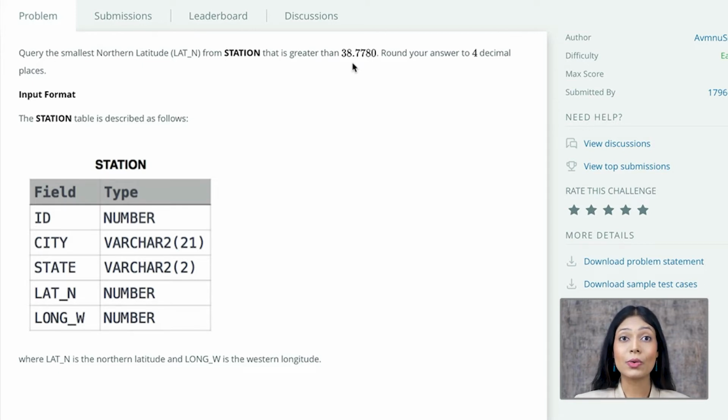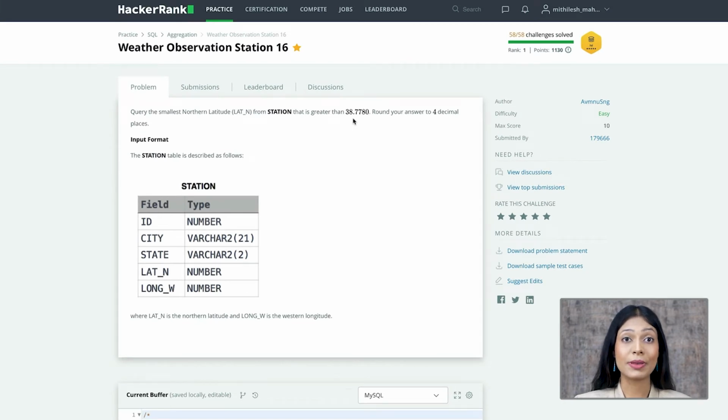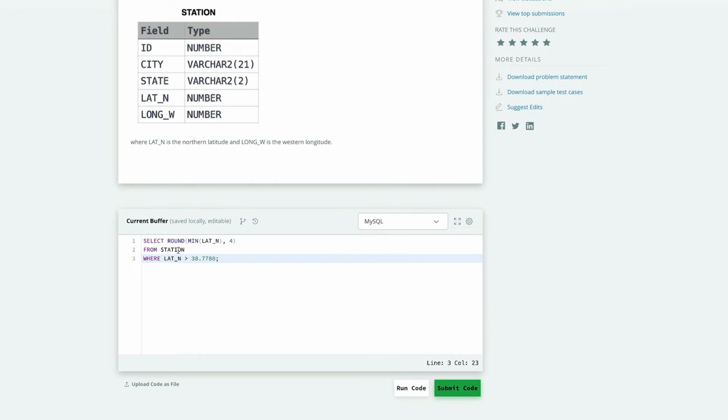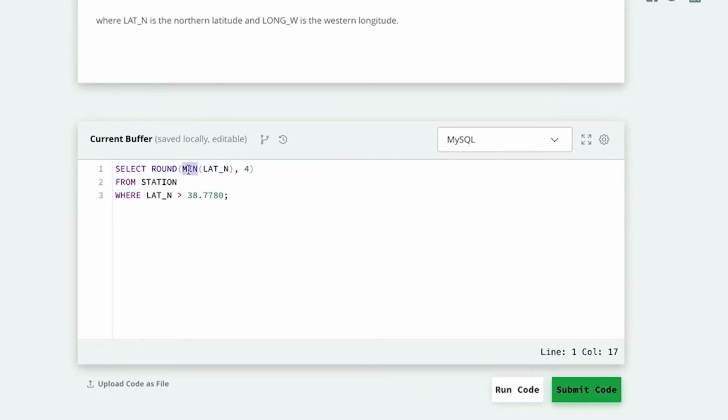I hope that you all know the round function, but for those who are not aware of the round function, I will explain it in detail. The syntax of the round function is ROUND(x, d). Now there are 2 parameters of the round function, x and d. The first parameter x is the number that is to be rounded, and the second parameter d is the number of decimal places up to which the given number is to be rounded. To extract the smallest value, we will use the min function.